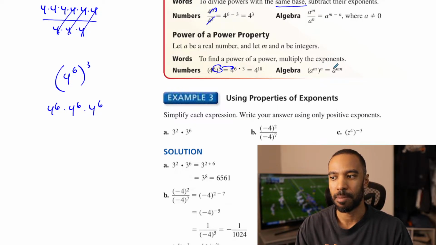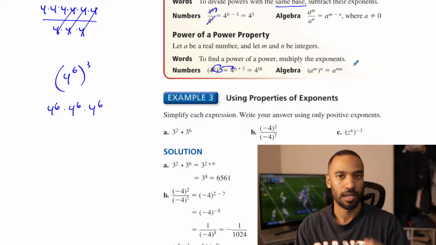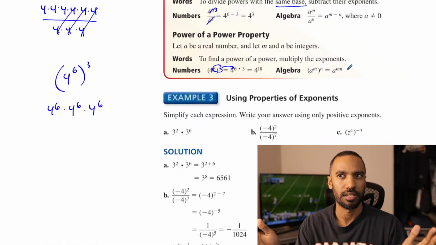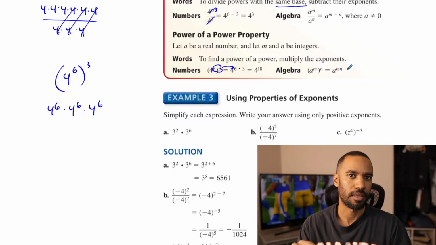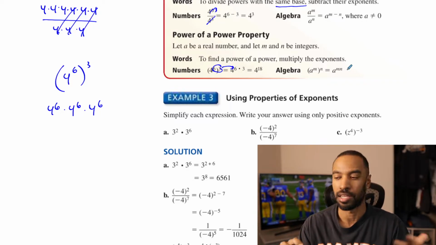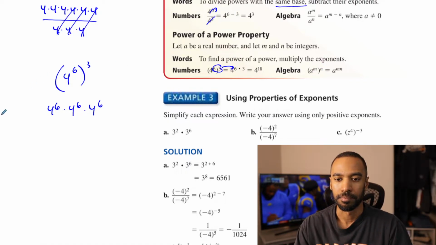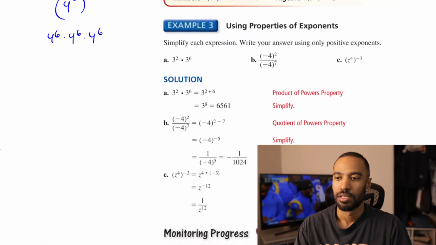So a to the m to the n power equals a to the m times n power. And I think radical properties are the next section, so I won't talk about it now, but I will talk about it then and describe how this kind of idea still applies to radicals when you have fraction exponents.